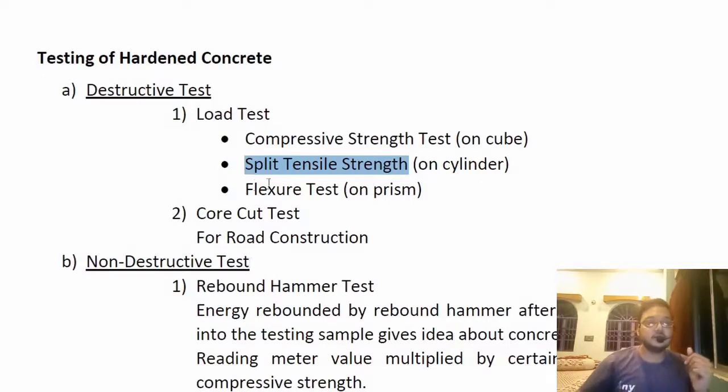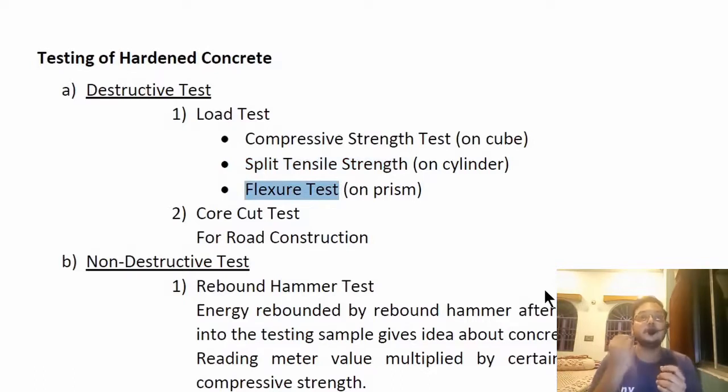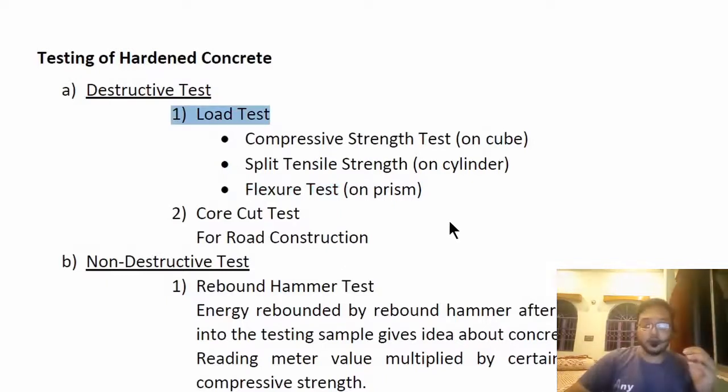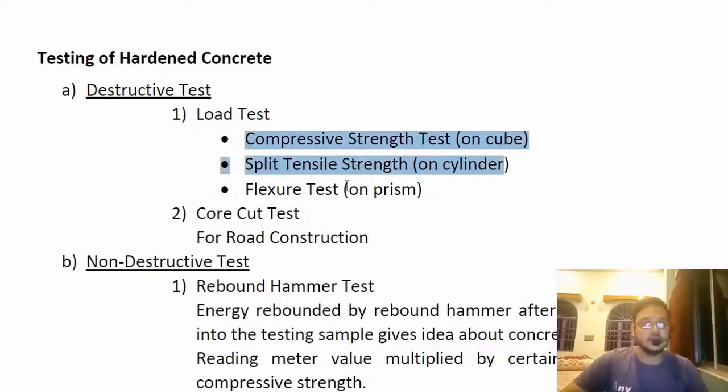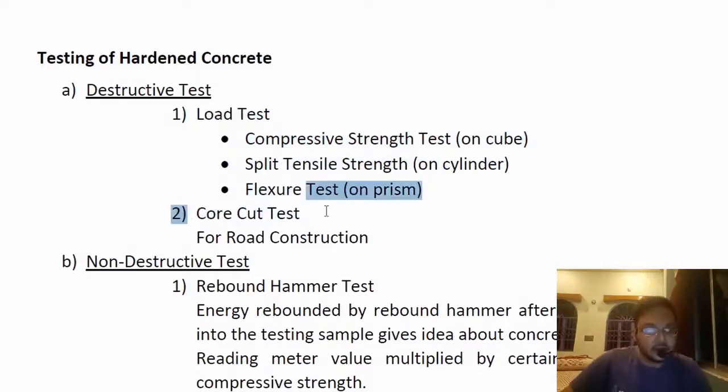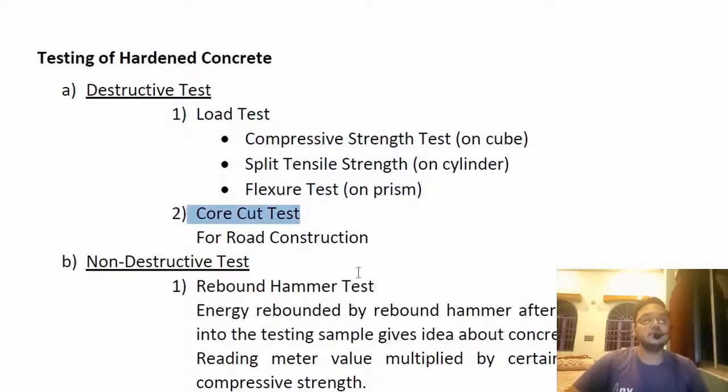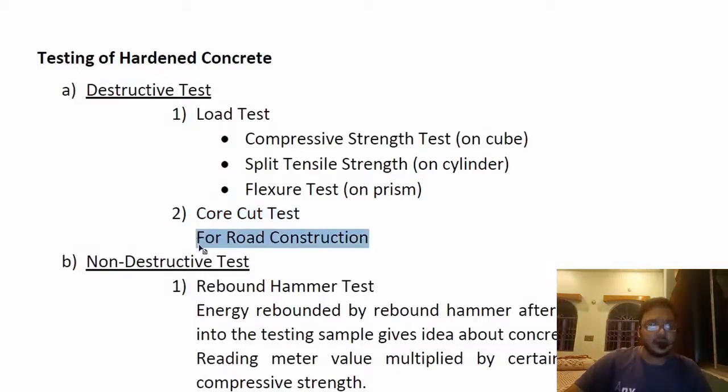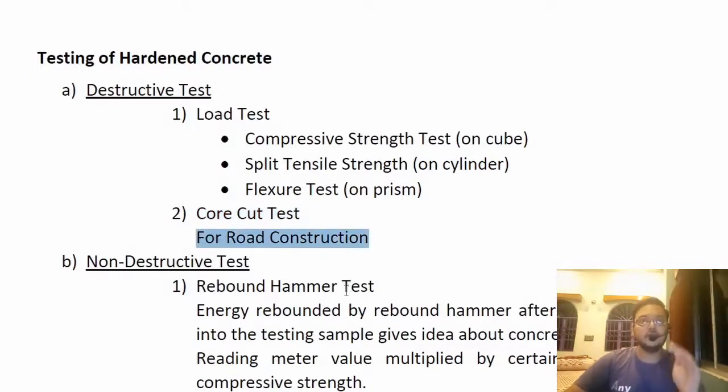Finally, we also have the flexure test, where we test for the maximum flexure a particular beam or prism can take. So it is done mostly on prisms. These are the three load tests, where we put some load and thus find the maximum load a particular specimen can take. Next is the core cut test, which is used commercially in the field, and it is used for road construction. Just for your knowledge, keep in mind that the core cut test is used for road construction.